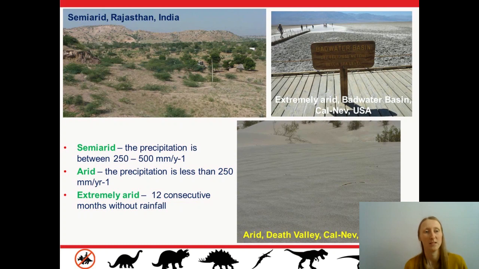So semi-arid deserts, yes, we have sand dunes, but we also have lots of vegetation. We have people living in the areas. We have farms going on. Within your arid desert, it tends to just be very sandy, very Aeolian dominated processes. With your extremely arid, you're looking at evaporation, and therefore evaporation minerals and evaporation processes that are dominantly occurring.